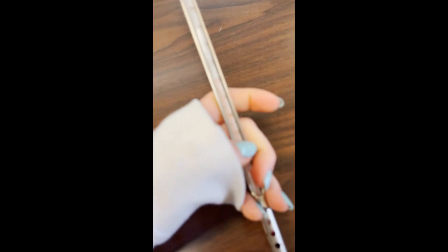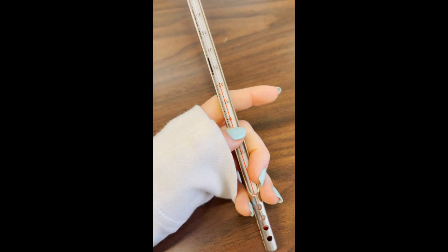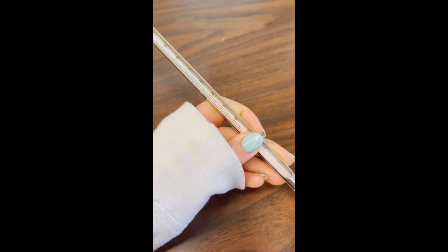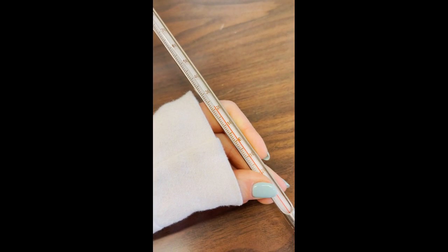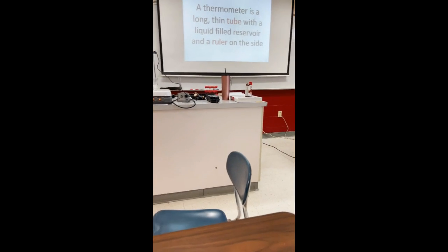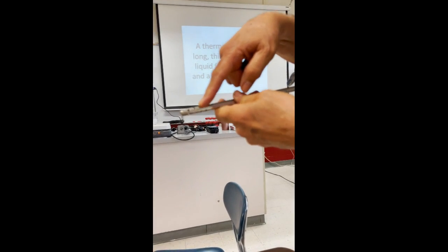Glass, and then do they still have mercury inside? Not anymore, no. It's an alcohol. Okay, so some sort of liquid that expands, that changes. A thermometer is a long, thin tube with a liquid-filled reservoir and a ruler on the side. That's what that is. That's a ruler. Okay, and you've got the reservoir down inside. You can't see it because it's in the armor. Oh, I see it there.